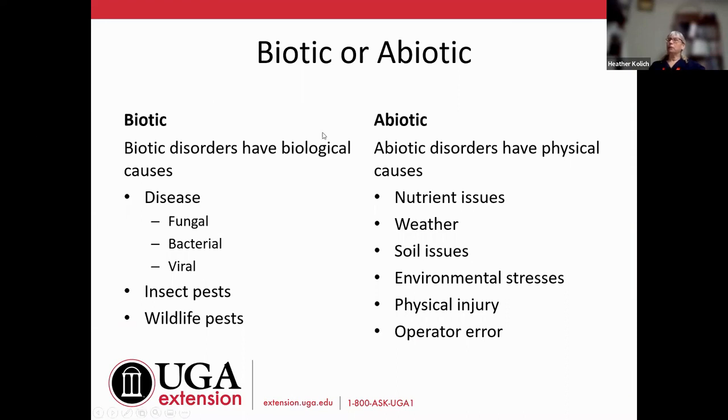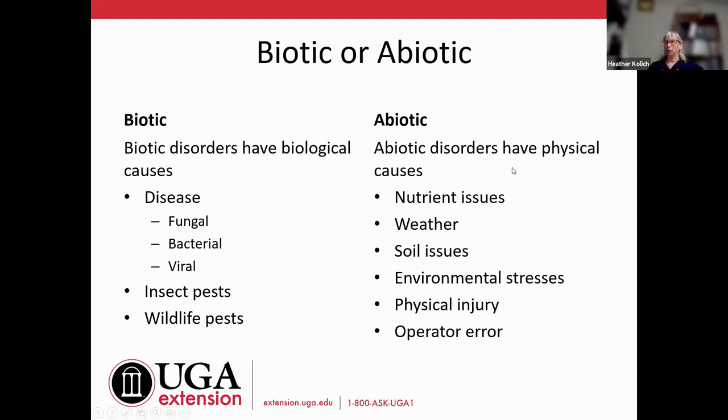So let's talk about the difference between biotic and abiotic. Biotic disorders have biological causes like disease. Disease breaks down into three typical ones: fungal diseases, diseases that come from a fungus agent, bacterial diseases, or viral diseases. We can also have insect pests and wildlife pests, and all of those are living, so they're biotic issues.